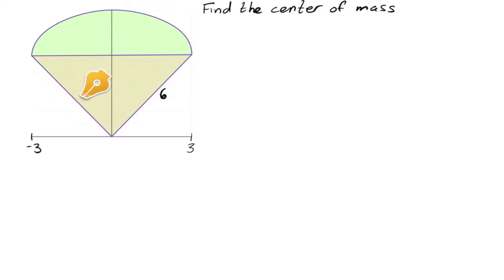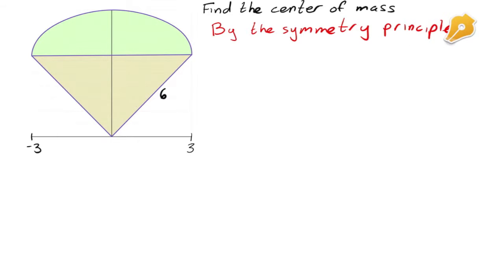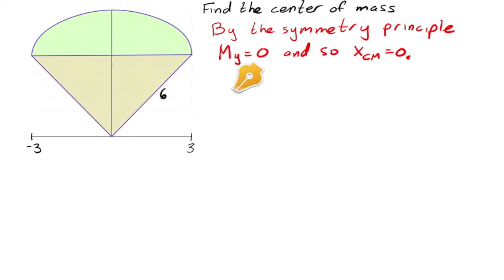So we're trying to figure out the center of mass of this ice cream cone, but we can save ourselves some work because by the symmetry principle, notice how it's symmetric. The x-coordinate of our center of mass is going to be 0. So we know m sub y is equal to 0, and so the x coordinate for the center of mass is equal to 0. Okay, so now we only need to find the y coordinate.